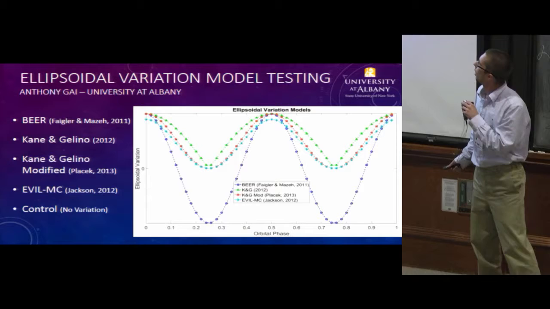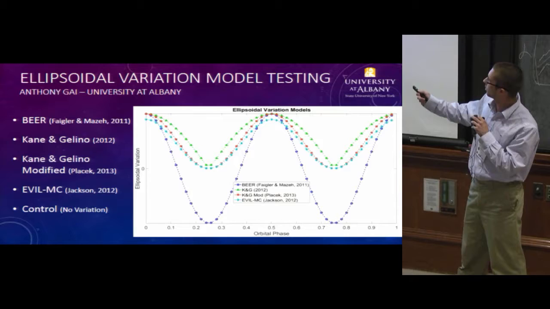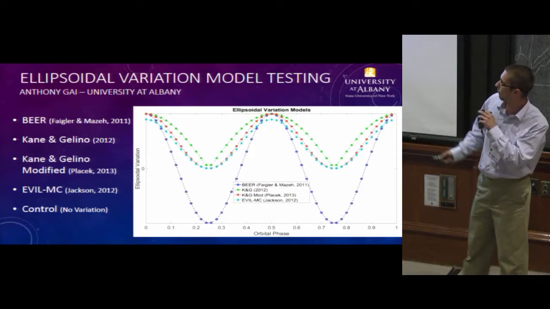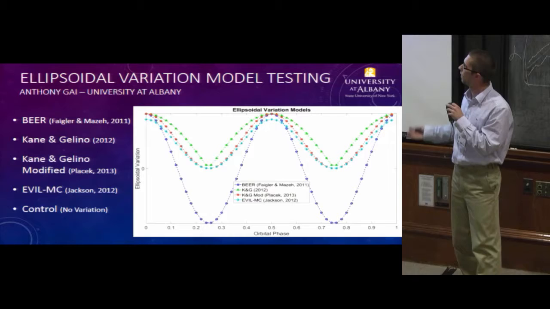In my examination, I've compared three different trigonometric models: Beer, shown here in blue, Canin-Gellino 2012 in green, and a modified version of Canin-Gellino in red. Interestingly, this modified version seems to well approximate the more computationally intensive EVIL-MC, which you can see here in cyan.